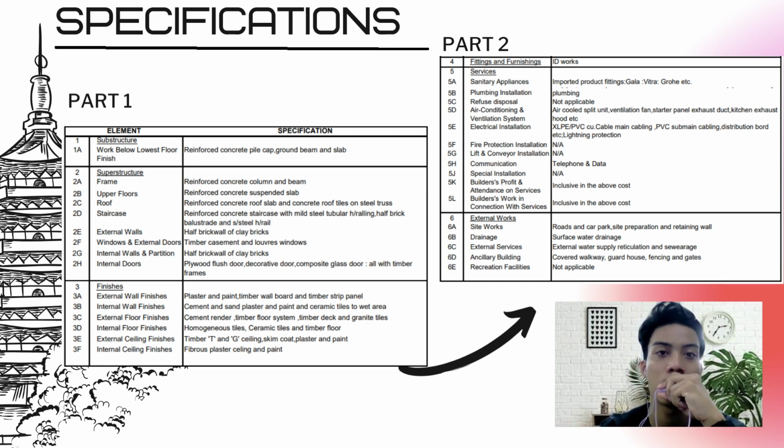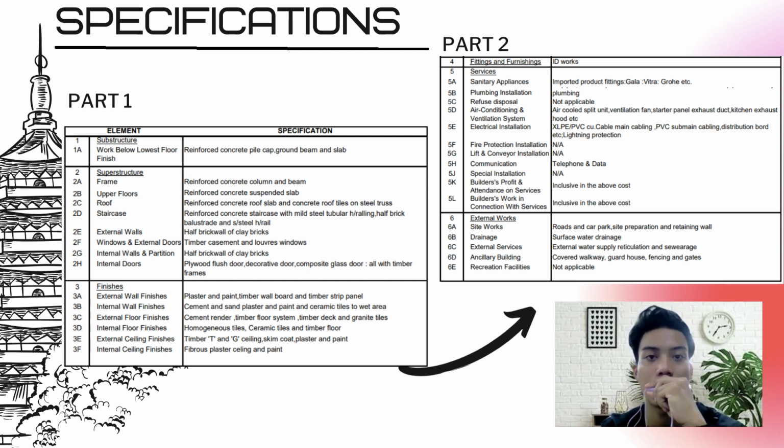For the wall element, both external and internal use half-brick walls of clay bricks. For windows and doors, it uses a combination of timber casement, louvre windows, plywood flush doors, and etc. Moreover, the bungalow uses plaster and paint, timber wallboard, and timber strip panel for external wall finishes. For the internal wall, the bungalow uses a combination of cement and sand, plaster and paints, and ceramic tiles to the wet area.